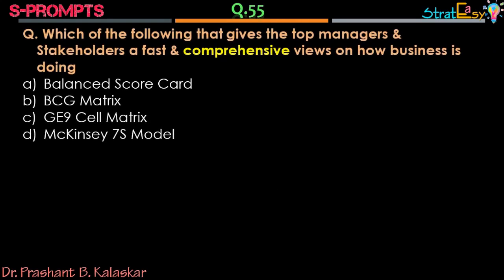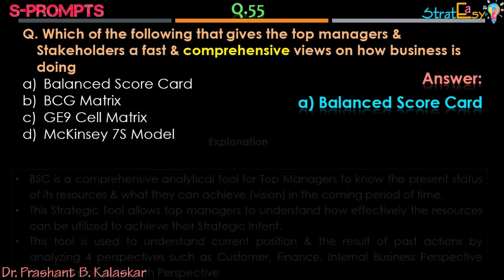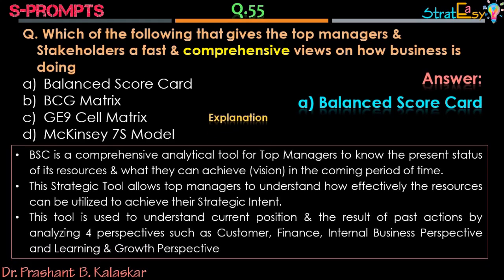Question number 55. Which of the following gives the top managers and stakeholders a fast and comprehensive view of how the business is doing? And the right answer is option A, balanced scorecard. Balanced scorecard is a comprehensive analytical tool used by the top managers to know the present status of their resources and what they can achieve. That is, whether they are able to achieve their vision in the coming period of time.